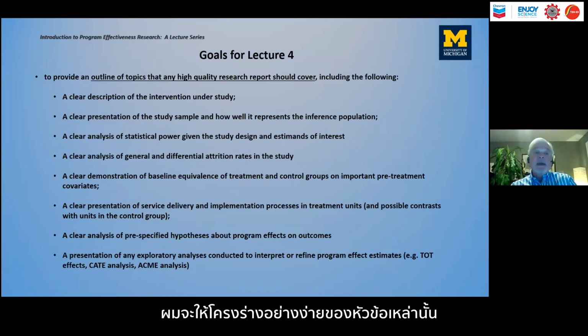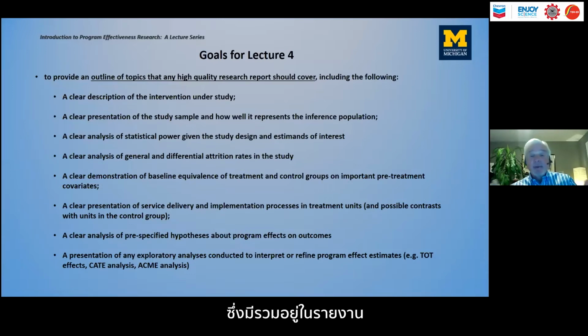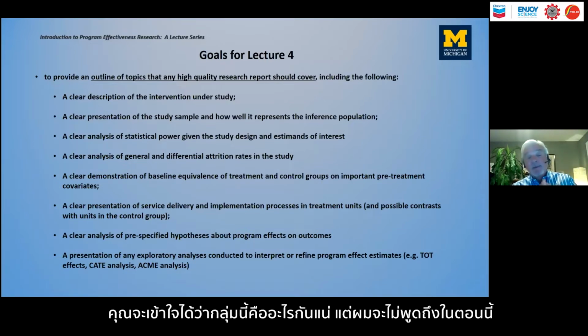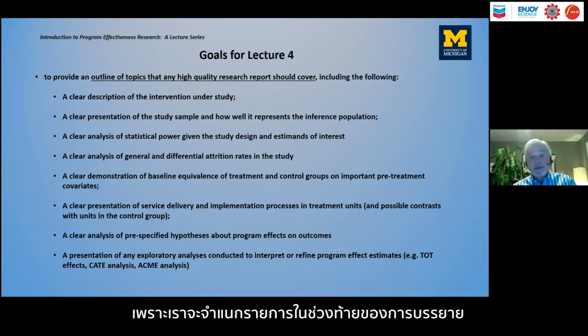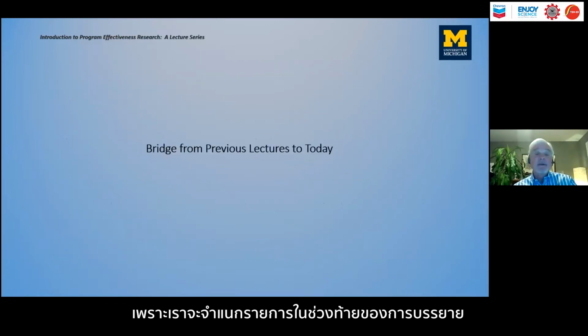Then in the end, I'm going to provide a simple outline of the topics that are getting covered in reports, and hopefully, because I have presented this lecture, you will be able to understand what exactly goes into these categories. I won't cover them now because we'll be listing them at the end of this lecture.